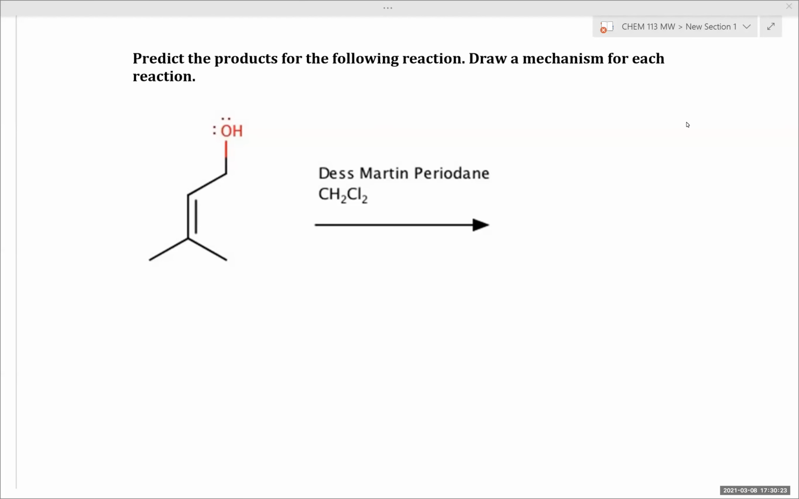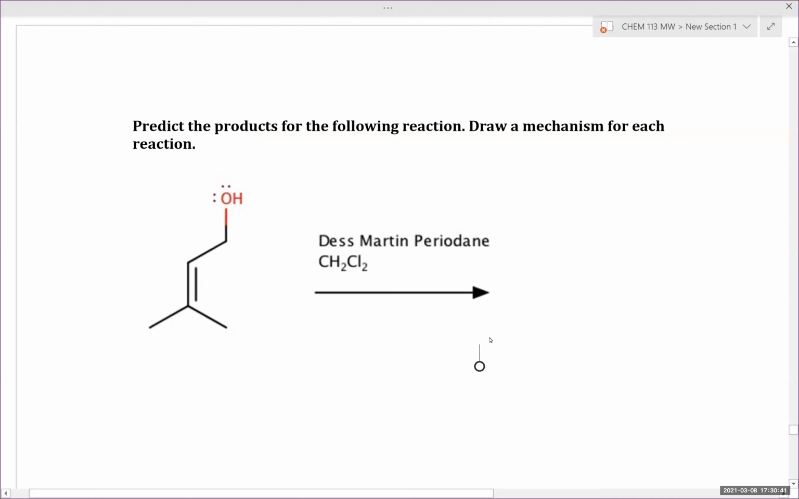So we were looking previously at oxidation and reduction reactions and predicting the products for oxidation and reduction reactions. Just as a refresher for some structures, we're looking at this example where we're asked to predict the products for the following reaction and draw a mechanism for the following reaction. In this case, we have a primary alcohol reacting with Dess-Martin periodinane.